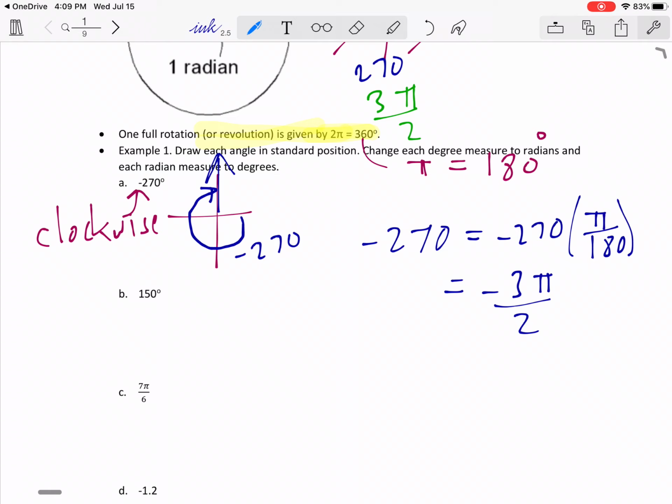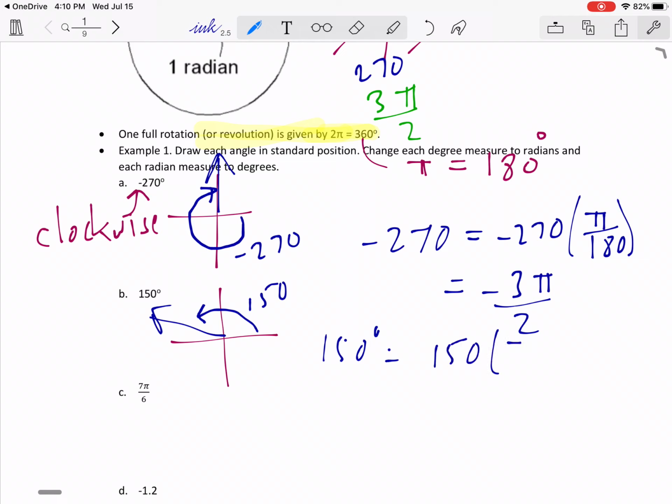Let's do 150. This time it's written in the positive direction. So 150 would be going like this. Remember, if you go all the way across, it's 180, so it's a little bit less than 180. Same idea to get the angle here: 150 is going to equal 150 times pi over 180, and that's going to equal 5 pi over 6.